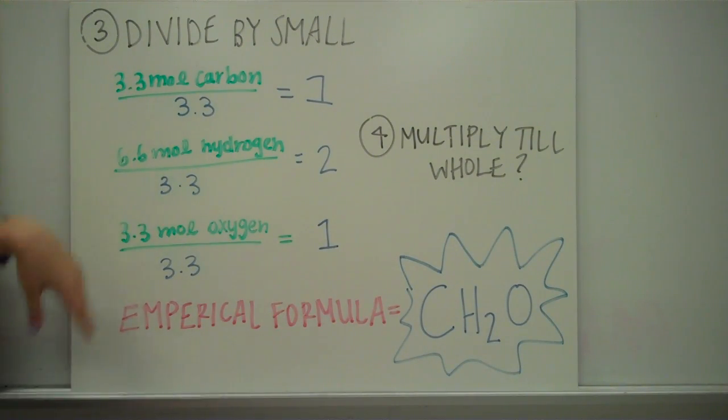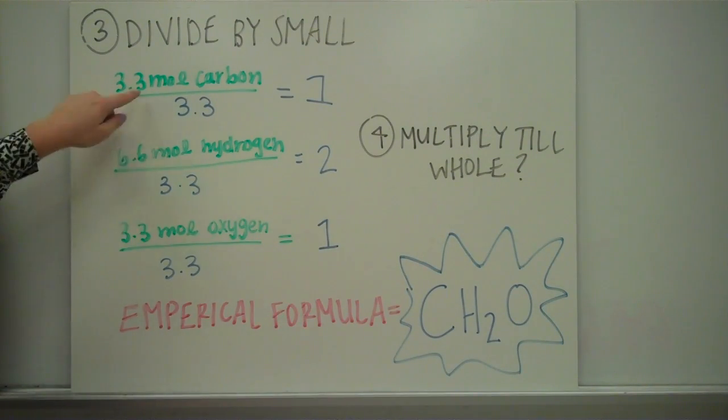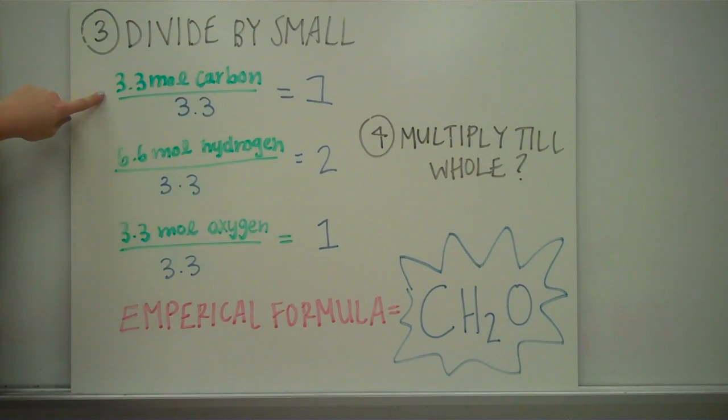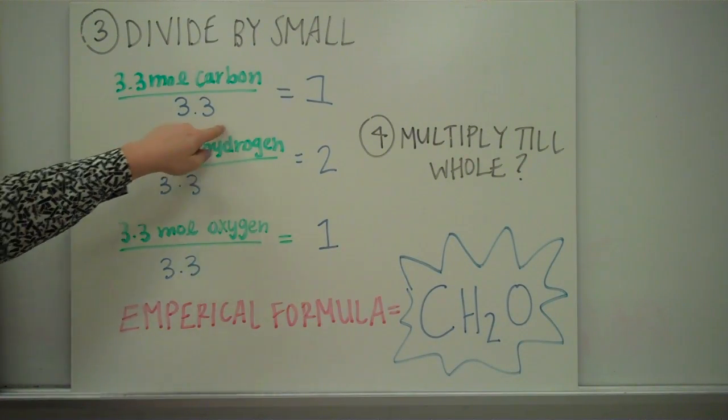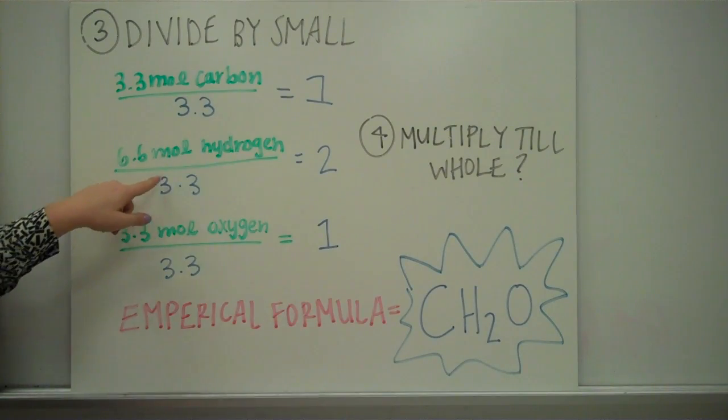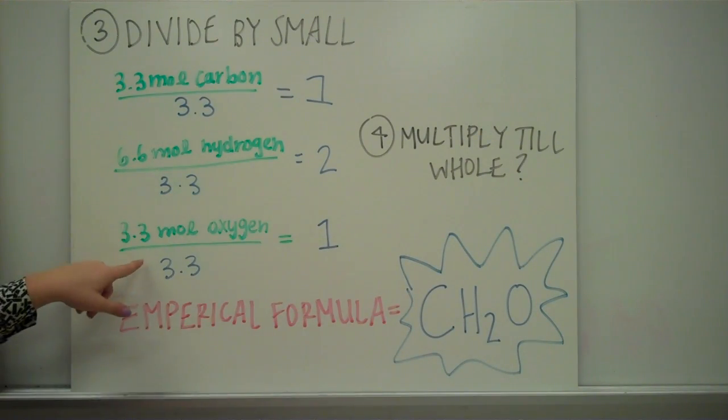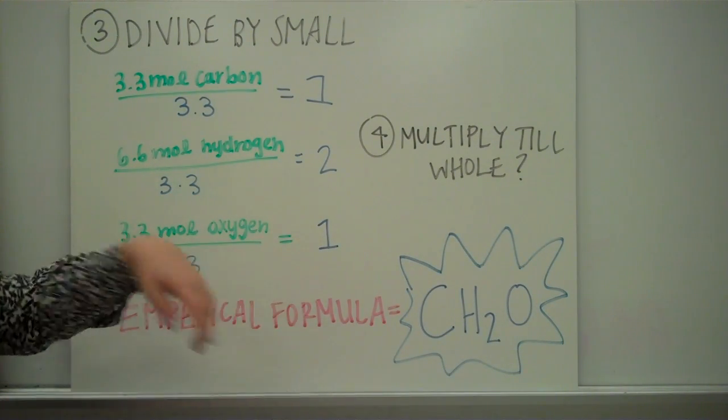So step 3, divide by small. So from the 3 molar amounts here of carbon, hydrogen, and oxygen, we identify that 3.3 moles is the smallest number that we found. So you divide each molar amount of element by that number. So 3.3 divided by 3.3 is 1. 6.6 divided by 3.3 is 2. 3.3 divided by 3.3 is 1.